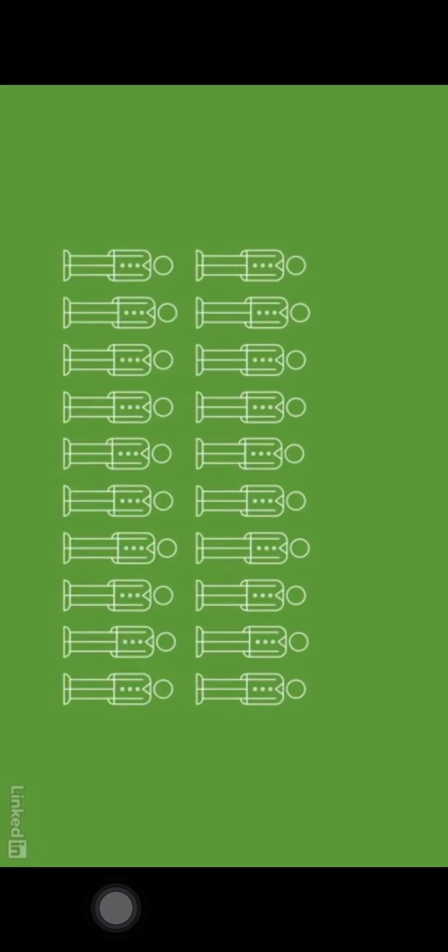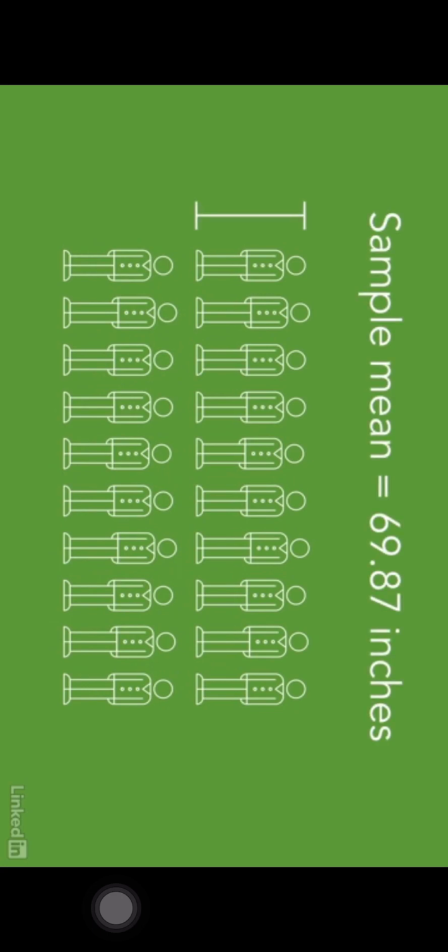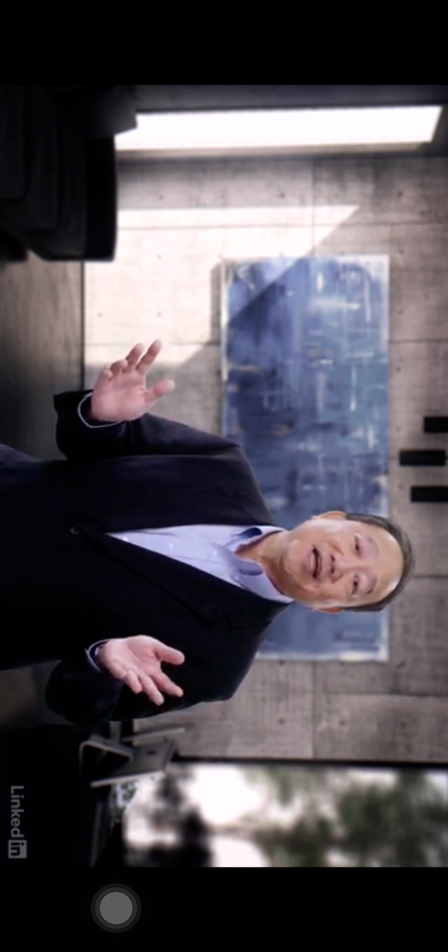Let's say you're interested in determining the mean height of the employees in your company, but there are 500 employees. It's not practical to measure every one of them. So you take a sample of 20 employees and find that the sample mean is 69.87 inches. How confident are you in saying that the population mean is exactly 69.87 inches? You probably have a 0% confidence level.